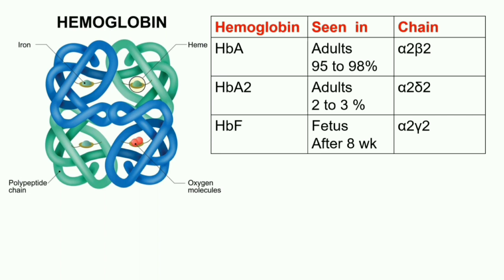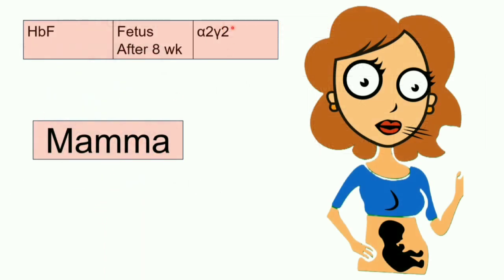Another type of adult hemoglobin is HbA2. It forms 2 to 3% of adult hemoglobin and consists of a pair of alpha and a pair of delta chains. In the fetus, HbF is seen, which consists of a pair of alpha and a pair of gamma chains. Gamma chain in the fetus can be remembered by the word mamma, because the fetus is inside mamma and gamma sounds like mamma. Coming to embryonic hemoglobins, there are two types of these.